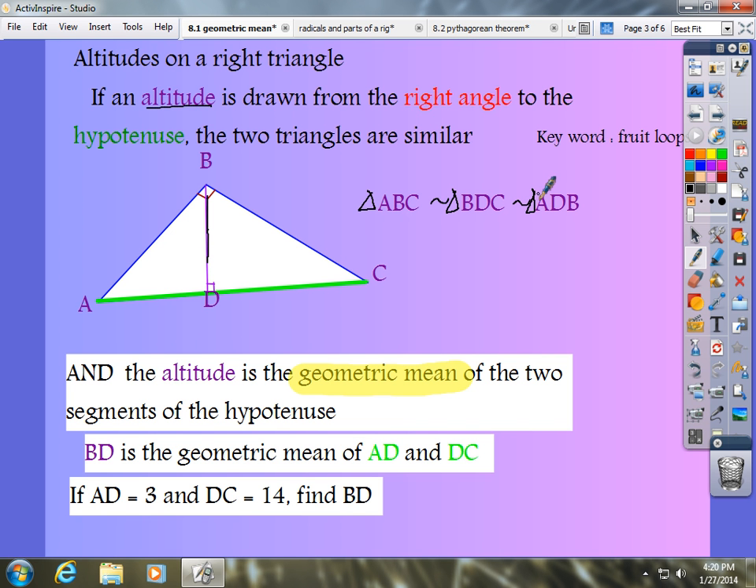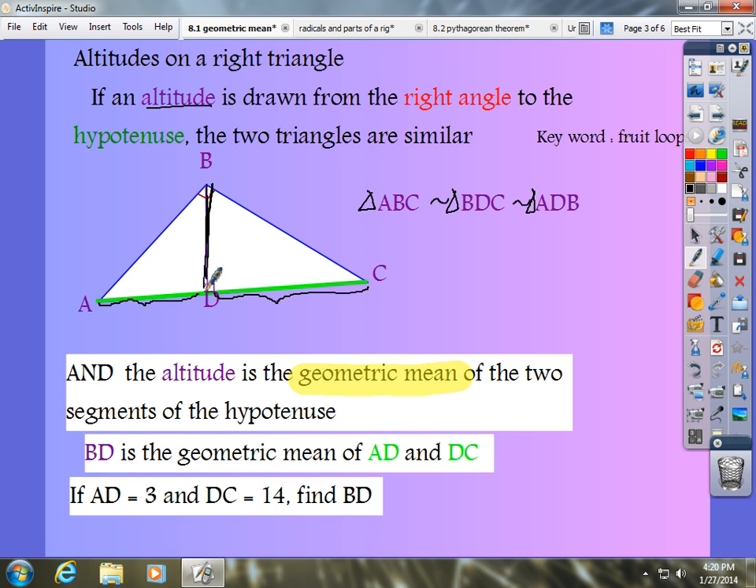And the altitude is the geometric mean of the two segments of the hypotenuse. Well, here we go, geometric mean. How do we tie it into triangles? Well, the altitude is going to be the geometric mean of the two parts of the segment, which means we have this part and this part. So whatever those two parts are, the altitude here is the geometric mean of those two parts.